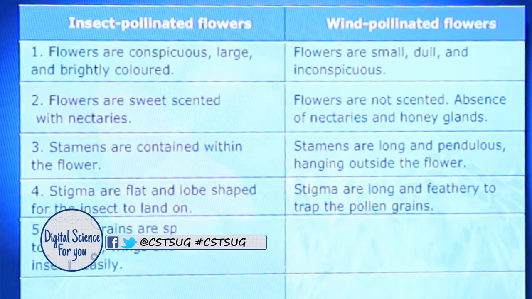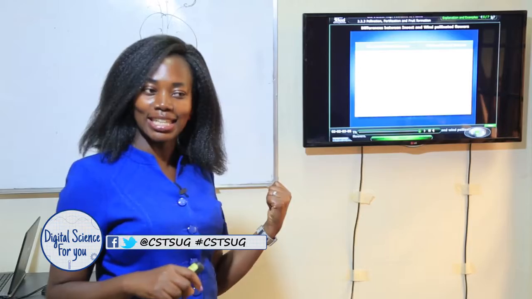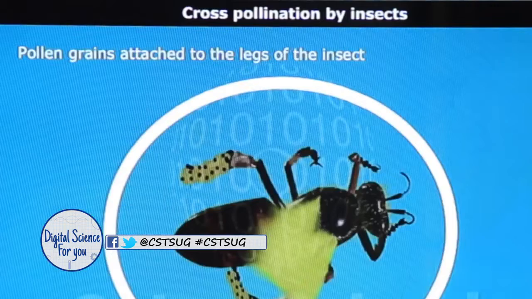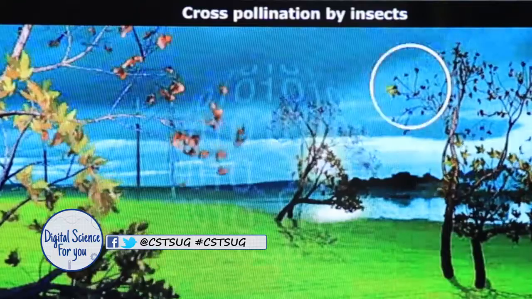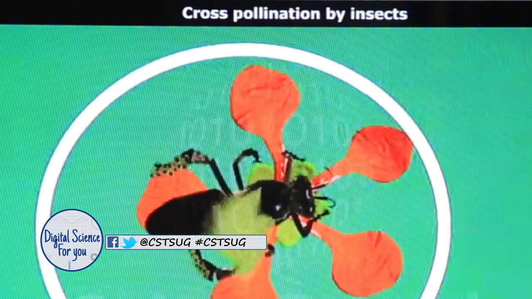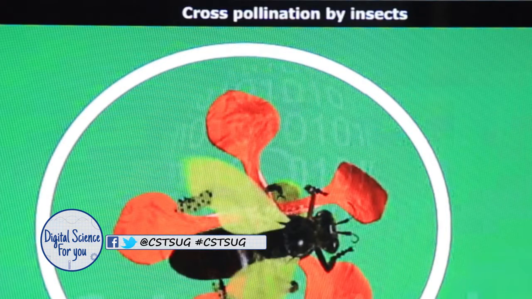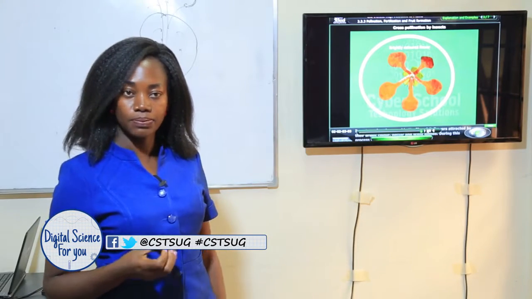Difference number 5, the pollen grains for insect pollinated flowers. Pollen grains are spiky and attach to the legs, the wings, and the body of the insect easily. You remember, the pollen grains are spiky, they are sticky, and they're able to stick on the body of the insect. They can stick on its legs, they can stick on its wings, and there we can see as the insect is within the flower, it is able to carry off the pollen grains.